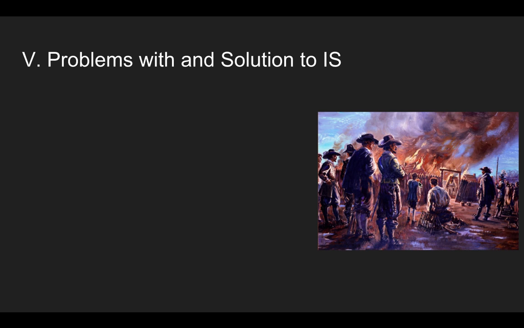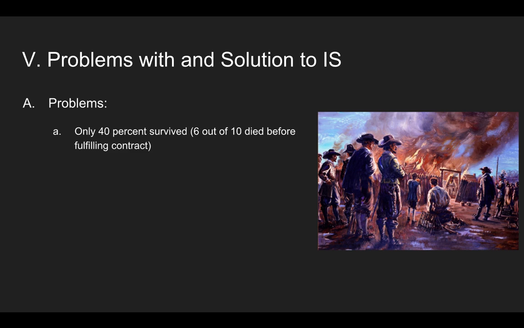So Roman numeral 5, problems with and solution to indentured servitude. This is after something called Bacon's Rebellion. A large class of former indentured servants start getting upset because they're always being given rotten land. They can't grow anything on it. So remember how those freedom dues give them land? Well, they're not happy with the land they're getting, and they're kind of perpetually poor. So they rebel.